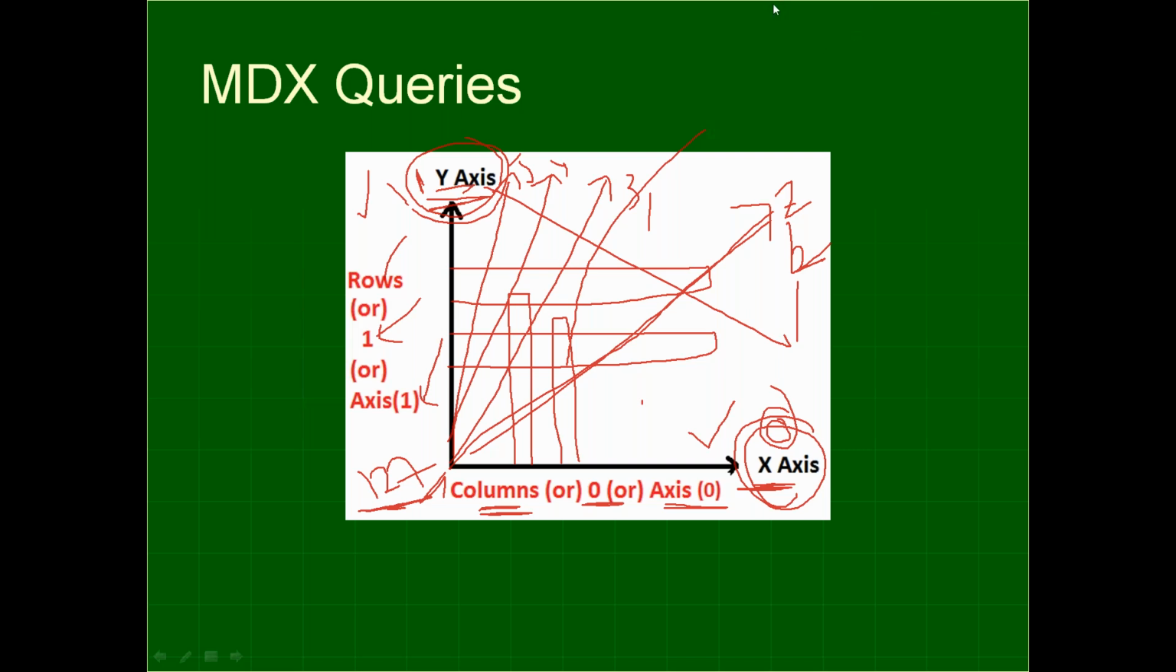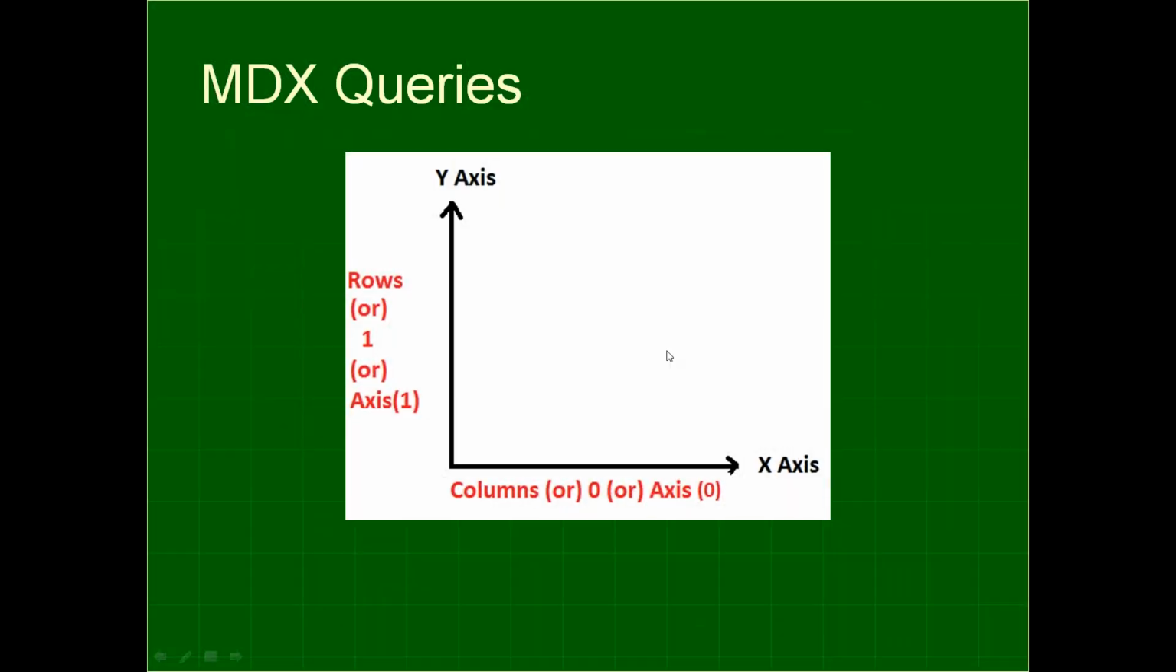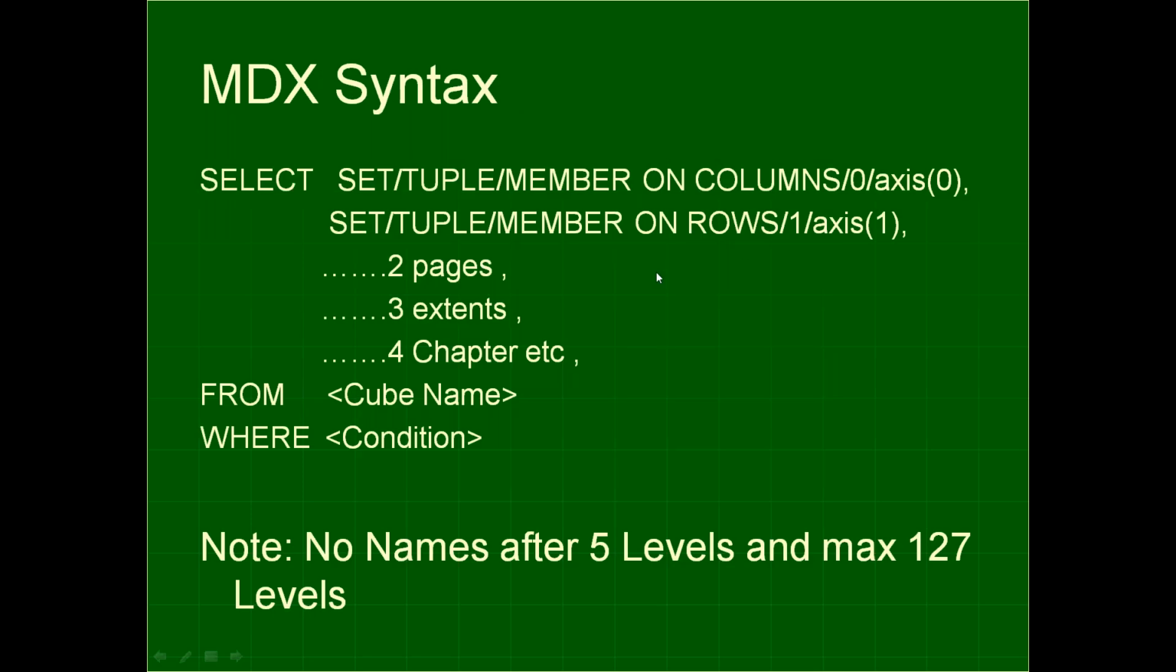So be clear on this, guys. Clear? How are we going to see the data? Maximum X and Y only, but you have a lot of pages and extents and chapters, and it is saying 127 levels. We can visualize the data, but the SSAS engine is going to support max only X and Y axes, not more than that. Clear? But the data is stored in multi-dimensional format, but while retrieving the data, you cannot show all the data in different axes. Why? Because we don't have that much hardware.